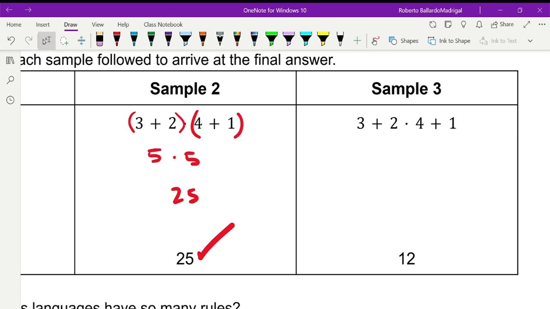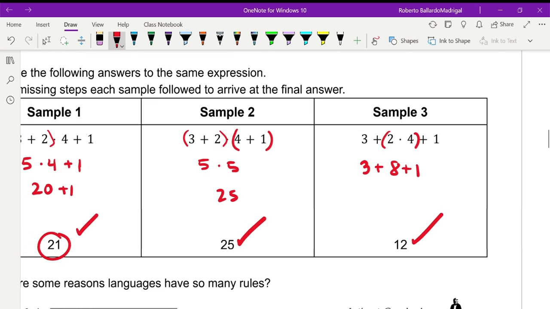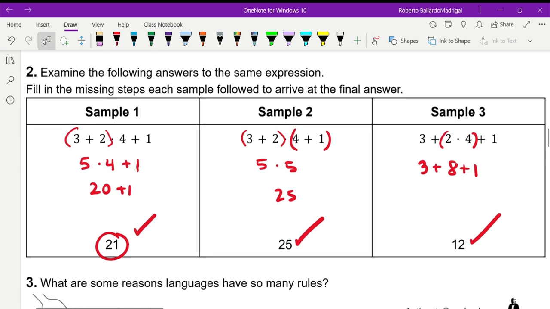Sample 3. Haley, go ahead. Around the 2 and the 4, that's going to give me 3 plus 8 plus 1. 3 and 8 makes 11. 11 and 1 makes 12. Thank you. All right. Any questions on sample 1, 2, or 3?